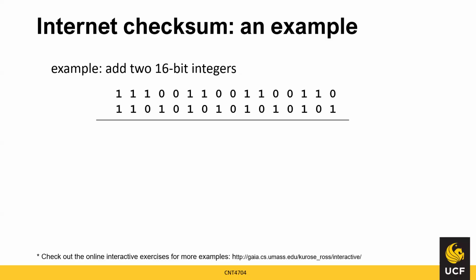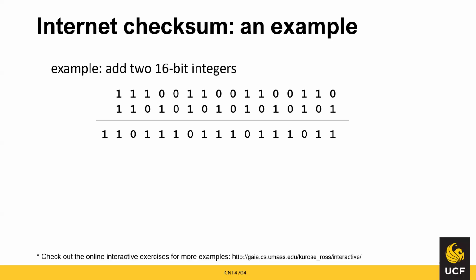So here we show how the internet checksum is actually computed using two 16-bit words. Each row represents one 16-bit number, and the checksum is calculated by adding them together bit by bit. First, we start adding the rows. We add each column in binary.